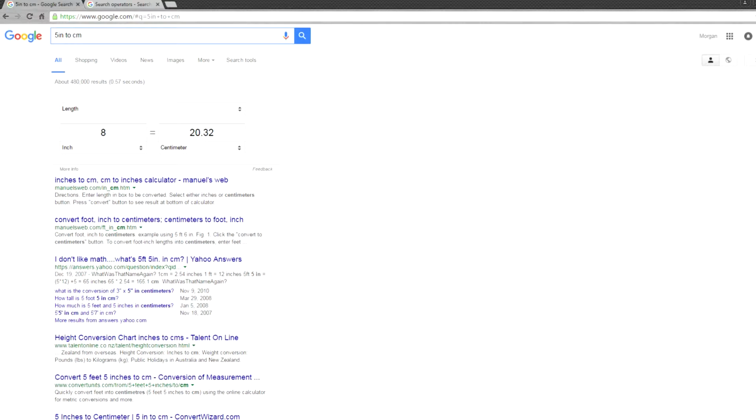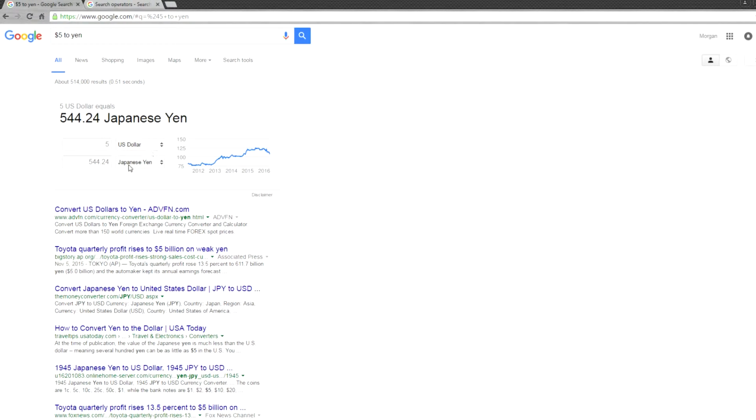It also works with pretty much whatever units you could think of, including money. So maybe $5 to Japanese yen. And yep, here we go. So $5 is equal to 544 Japanese yen. It even has a little graph showing the relationship between the units. So really powerful other functions that Google has.